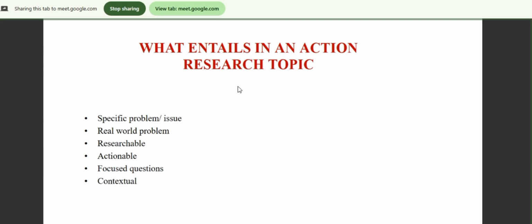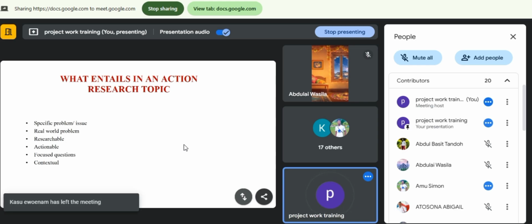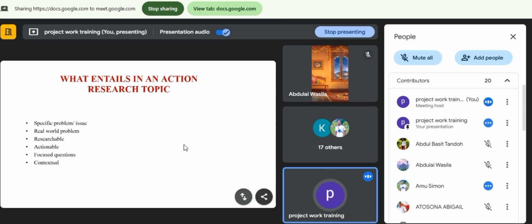It must have a contextual guide into your specific area of study. So every action research topic must define your area of study. If you're in early grade, the topic you choose must be in your subject area, in your field of study. As an early grade student, you can't choose a research topic in mathematics in GHS, because you are limited to a specific area of study and a specific group.